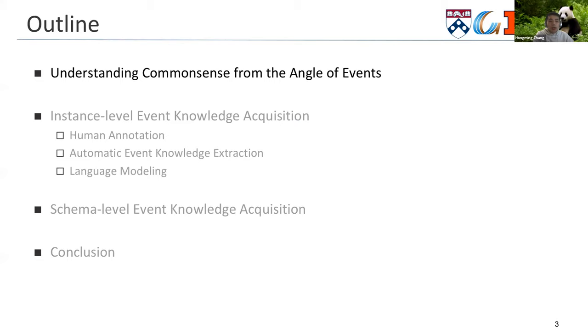And after those instance-level event knowledge methods, I would then talk about how we can go to a more abstract level, basically how we can collect schema-level event knowledge. And in the end, I will conclude by comparing the advantages and disadvantages of all the event knowledge acquisition methods.